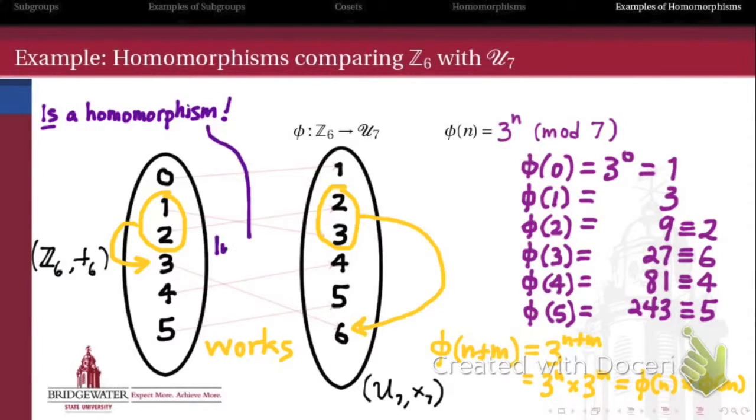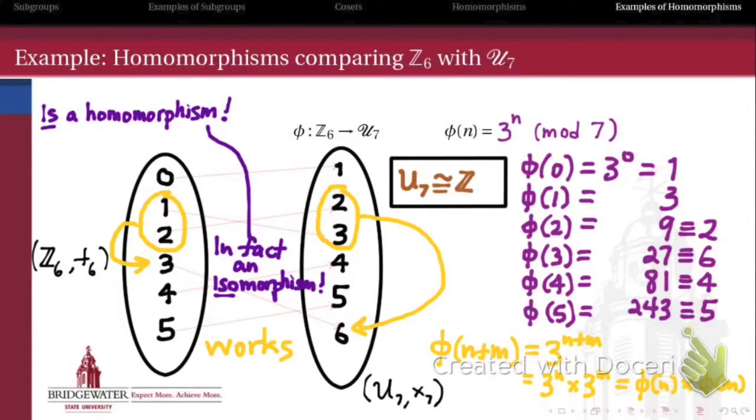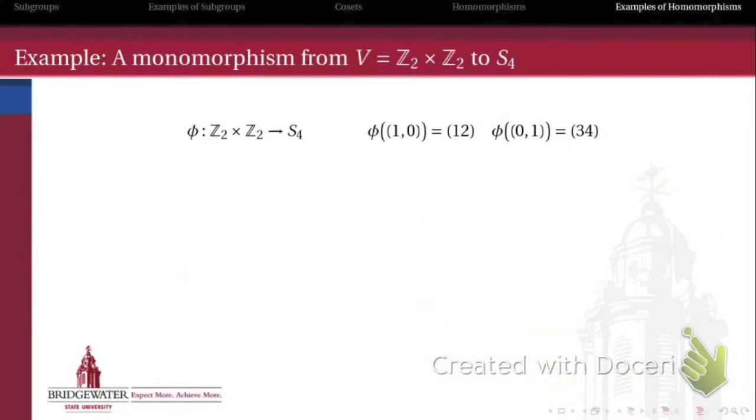And in fact, because this is 1-to-1 and onto, this is an isomorphism from Z6 to U7. So Z6 and U7 are in fact isomorphic as groups, and we would write that as U7 congruent to Z6. So when we write it that way, we're saying that there's an isomorphism from one group to the other group.